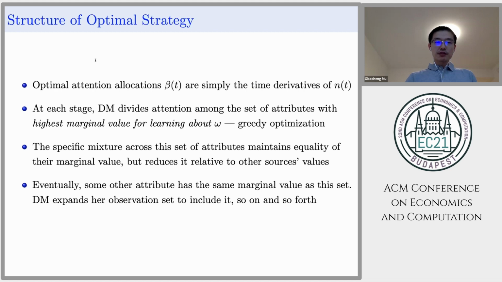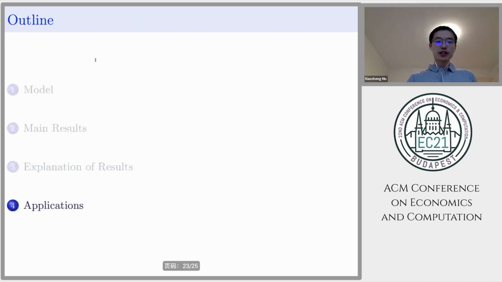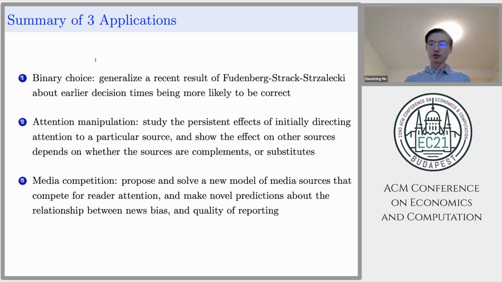For the interest of time, I'm just going to skip talking about more details of the optimal strategy, but give a quick summary of the three applications we pursue in the paper. In the first application, we consider a binary choice problem where the decision maker has to choose between two objects with unknown payoffs. Here, we're able to use our characterization to generalize a result about earlier decision times being more likely to be accurate.